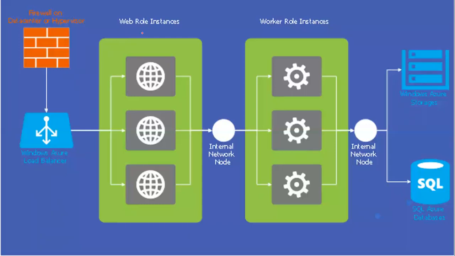Let's try to understand with this example. For example, you have hosted your website on the web role. You are having a load balancer here, which is dividing load on these web roles. This web role instance is connected to the worker role. The processing on data of this website is done on the worker role instance. The communication between them is done through an internal network node or a message bus queue. You can store processed data into any Microsoft Azure storage. So here we can get a clear view of web role, which is responsible for hosting your website, and worker role is responsible for doing processing over your website.